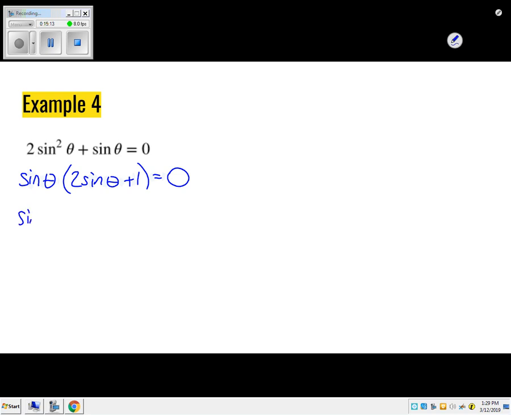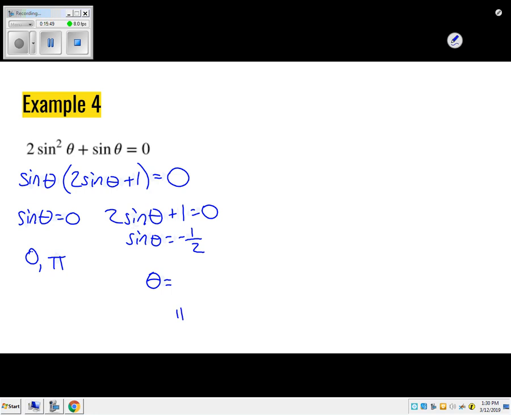So that means that either sine theta is going to equal 0, or 2 sine theta plus 1 is going to equal 0. Where's sine theta equal to 0? 0 or 2 pi, or just put 0, and pi. Yeah, sine of pi is 0. Over here, I've got a little bit of work to do. I need to subtract 1 from both sides, make it negative, and then divide by 2. Where is sine theta equal to negative 1/2?